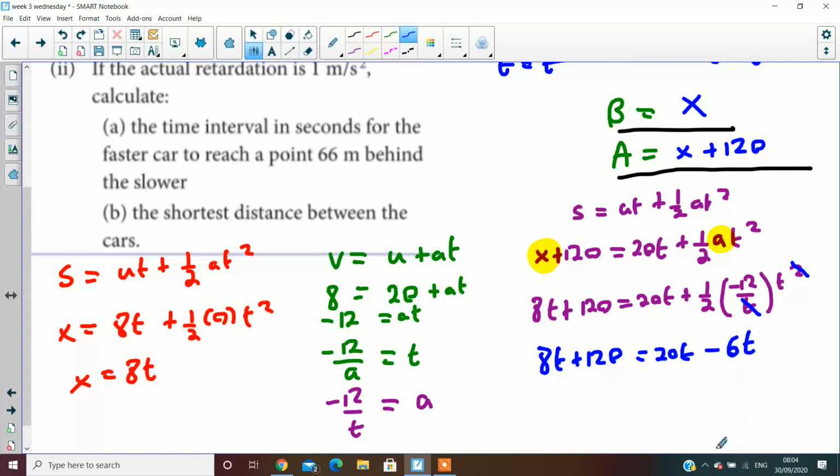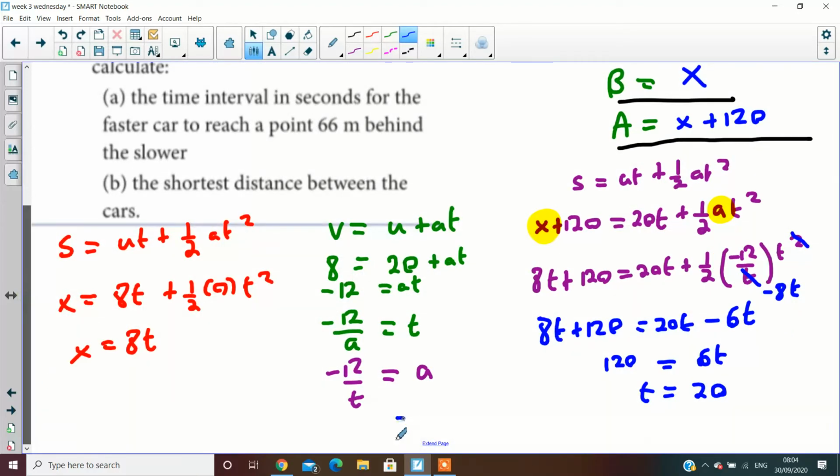6t. Is that right? We're going to get 14t, take away 8t, because that 8t is going to move over to the other side, become another 8t. So it's going to be 6t equals 120. We're going to get a t value of 20 seconds. We're then going to lob that into the a value. So we get minus 12 over 20, which is minus 3 over 5 m/s².